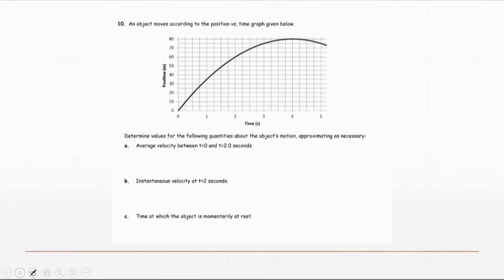So what's the average velocity between t equals 0 and t equals 2? When I'm looking at the average velocity, I just take my positions divided by my time. So my average velocity is change in position divided by change in time. My change in time is 2 minus 0. My change in position, it looks like that's 60 minus 0. So I'm looking at a 30 meter per second average velocity.